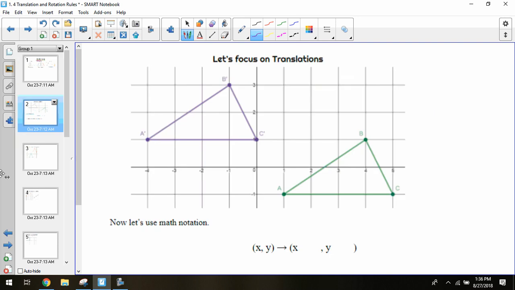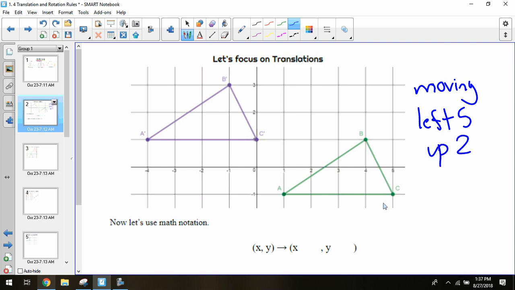Okay, so we have this picture here. We're going to start with translation. Translation is our first transformation that we're going to talk about, our first rule. If we focus on translation, if we were to turn this into English to describe this situation, you would say that the triangle ABC is sliding, moving to the left by 5, and then moving up by 2.